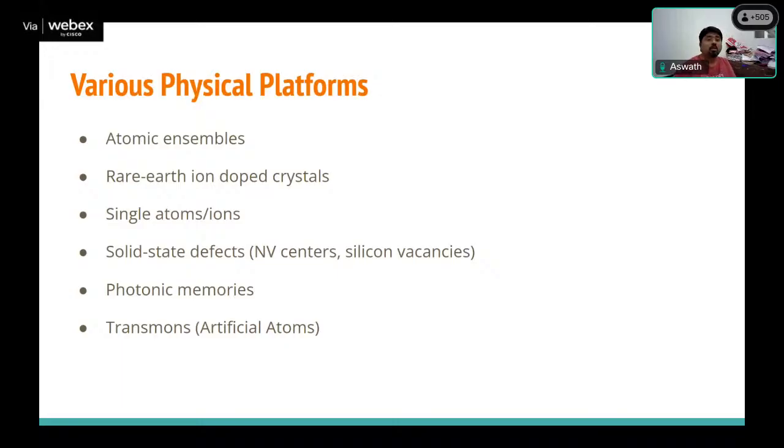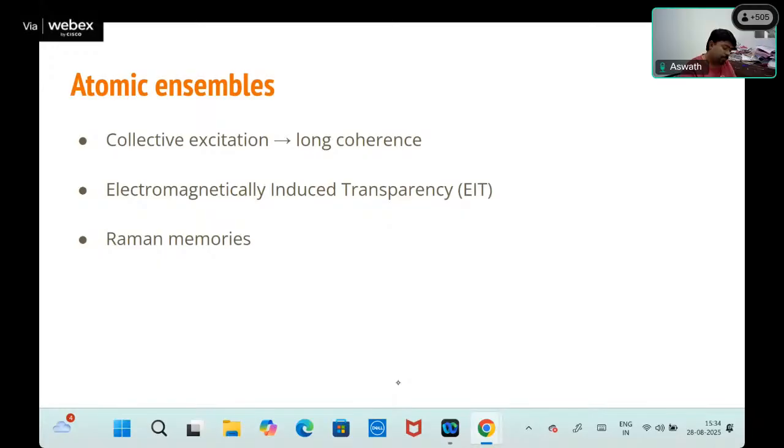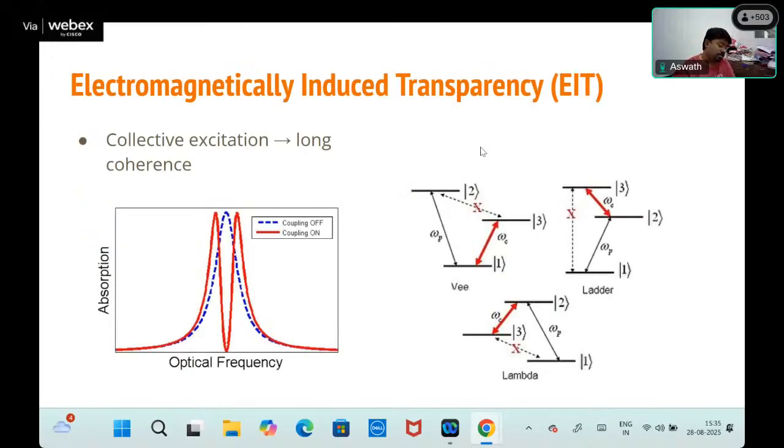So first, let's understand what atomic ensemble based quantum memories are. Using atomic ensembles, I can have collective excitation and a long coherence time based quantum memory. How it is done is using the phenomenon called electromagnetically induced transparency. So let me use a three-level atomic structure. If you see on the right, please concentrate on the right side.